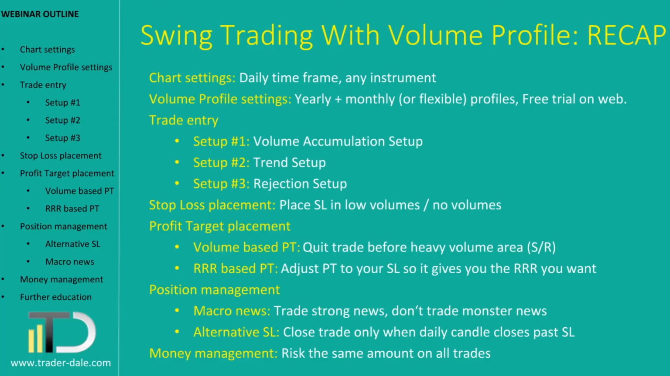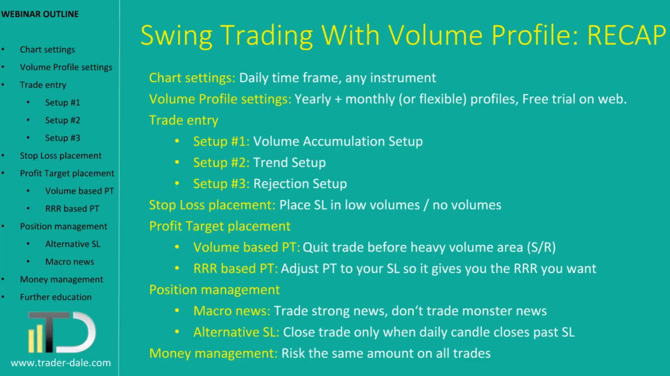Next thing we covered were the trade entries, and we covered the three setups which I like to use. First one was the volume accumulation setup. I use this setup when there is a strong rotation followed by a strong trend. Setup number 2 is called trend setup. I use it when there is a strong trend. And the setup number 3 is the rejection setup. And you look for this setup when there is a strong rejection of either higher prices or lower prices.